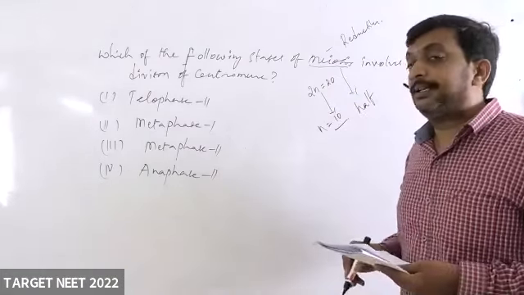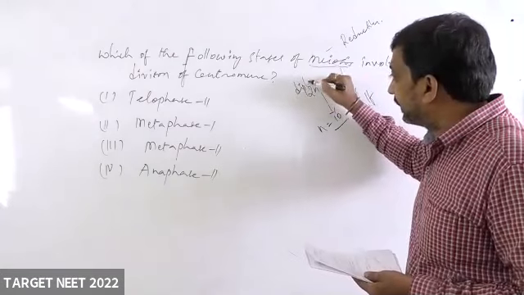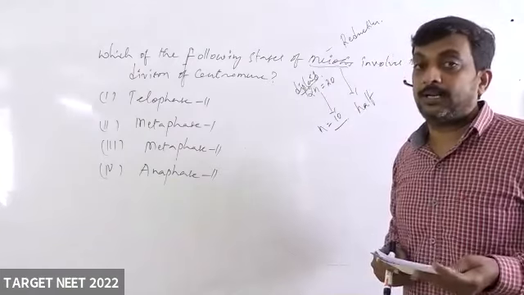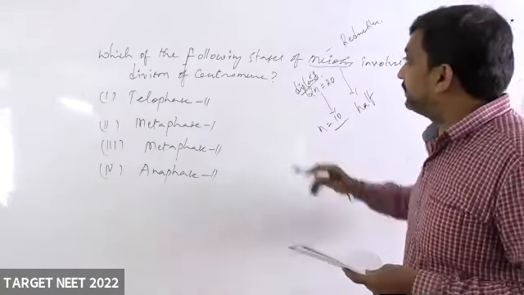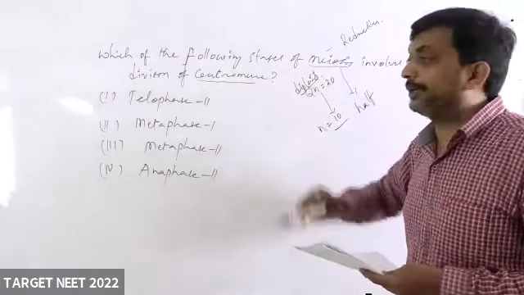This means that meiosis generally takes place in diploid cells, but not in haploid cells. Right. Now, in the given options, which of the following stages of meiosis involves the division of the centromere?